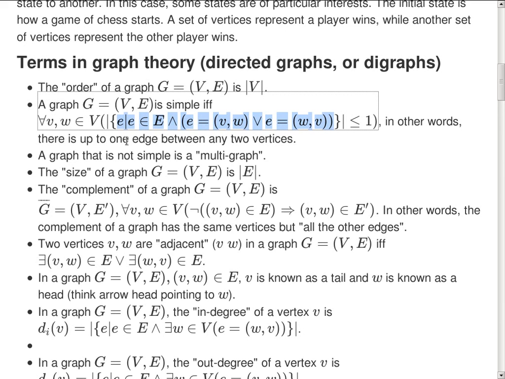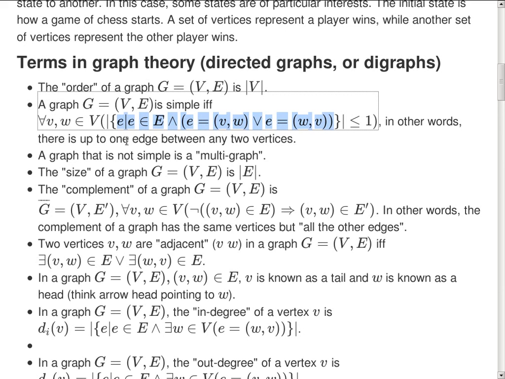What if it was A to B, B to C, and then C back to A? That would still be simple, because if you look at all possible pairs of vertices, the set of edges for that particular pair will still be one or less. The cardinality of that set will still be one or less. So it will still be simple even though you have a loop. So the edges can only ever be 0, 1, or 2, because they either don't connect, do connect, or connect back and forth. Yep, exactly. So 0 is fine, 1 is fine, 2 is not. That's basically what it is in order for something to be simple.